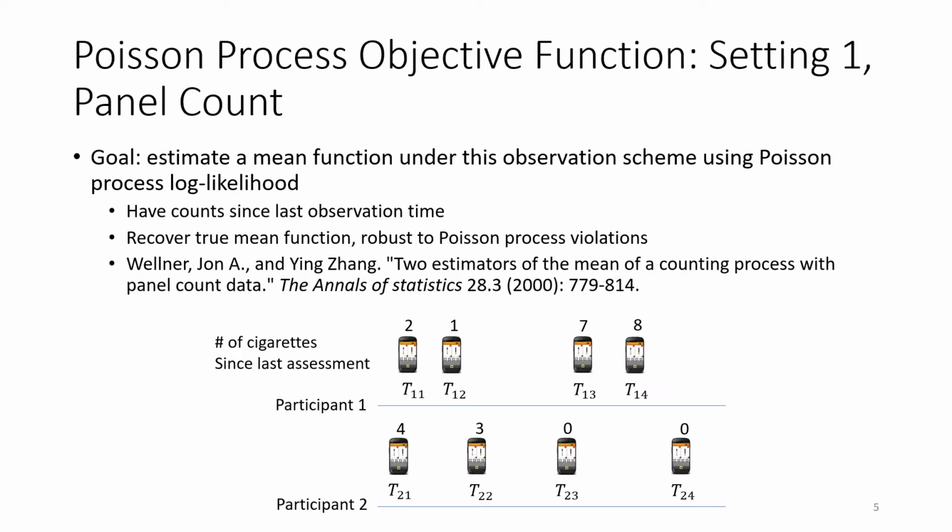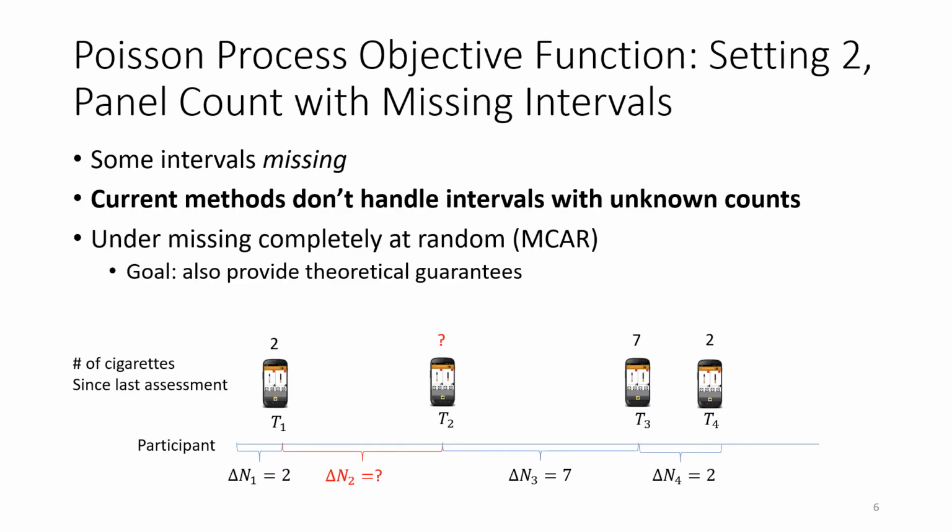So the first setting we consider is an old setting. And here you want to estimate a mean function under this observation scheme where there's no missing data using a Poisson process log likelihood. And we have counts since the last observation time. So it turns out that this was shown how to do 20 years ago in a setting where you're actually robust to Poisson process violations. The second setting involves some intervals being missing, and current methods don't handle intervals with unknown counts. So under a missing completely at random assumption, we would like to also provide theoretical guarantees.